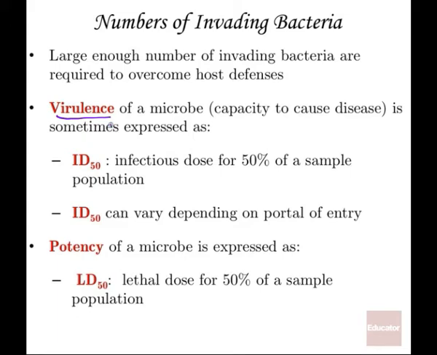And this ID50 can actually vary depending on the place in which it enters the body. Now, potency is slightly different. Potency represents the amount of bacteria it takes to cause a severe form of the disease or, potentially, death. So that's the number of bacteria that are needed to basically cause mortality. And it's the amount that's needed for at least, again, 50% of a susceptible population.